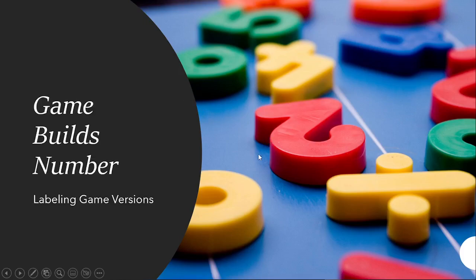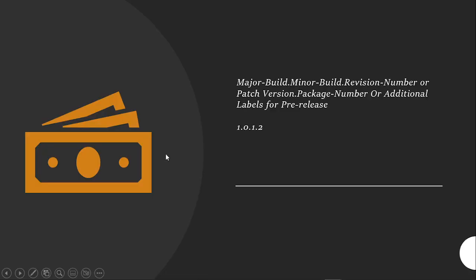So you would see here that we have this game builds number and how you can try to label your game versions. Based from the community, there's really no best practice. However, there are some things that you can try to adapt based on what makes sense to you. And this is one of the things that I think I'll be following for labeling the game versions of my game.